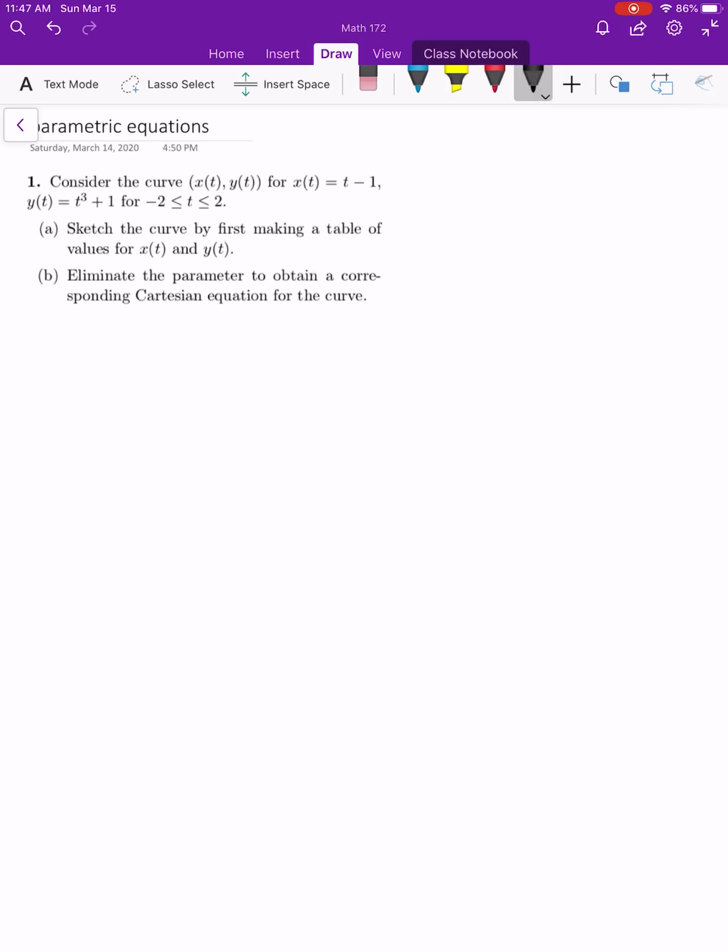You'll see in example 1, the curve is described using two functions: x is equal to t minus 1, and y is t cubed plus 1. The parameter interval is -2 to 2, and the parameter t won't show up directly in our graph. To demonstrate how this curve works, I'll make a table for some well-chosen values of t in the parameter interval.